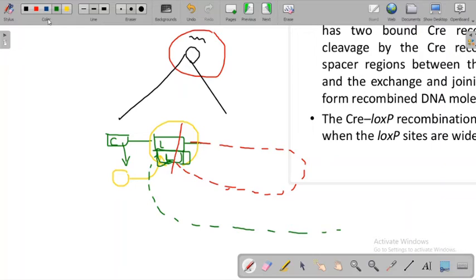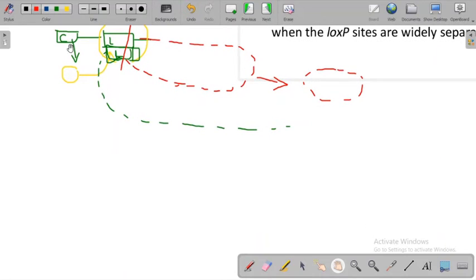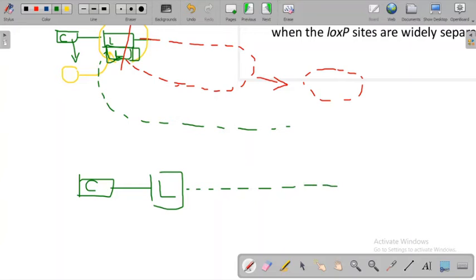So what will happen? This circularized DNA molecule will shift and form with another completely separate DNA material, which is knocked out, or has been removed from the sequence. And what will happen? A new type of gene will form. So again, the Cre recombinase protein, the gene, that L site, and the next gene.